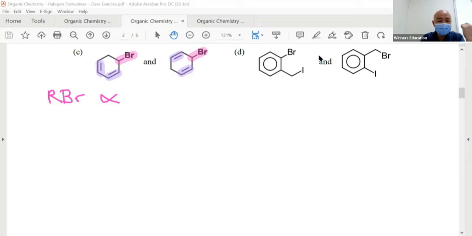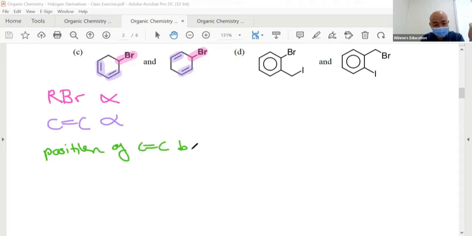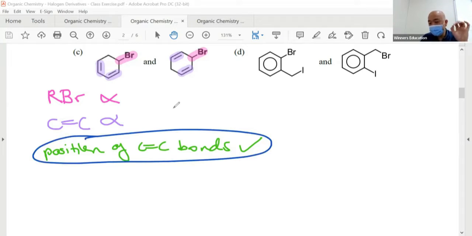Then I have a CC double bond, but they both have a CC double bond. So in a way, it seems like I also cannot test them. Then how? You need to ask yourself, what is the eventual difference between them? It must be the position of the CC double bonds. Agree? This is an angle that I would like to capture for us to solve it. So what is the difference? It's the position of the double bond, so we're going to aim at the double bond.